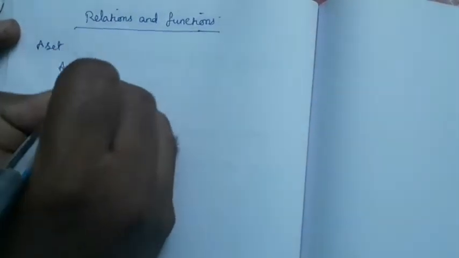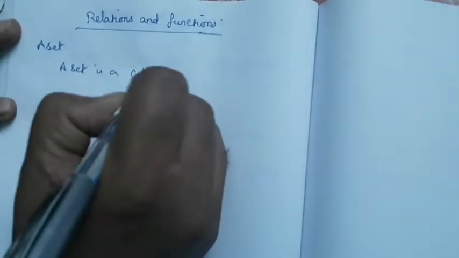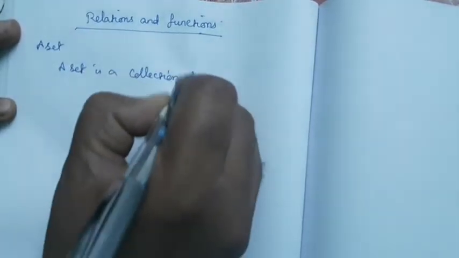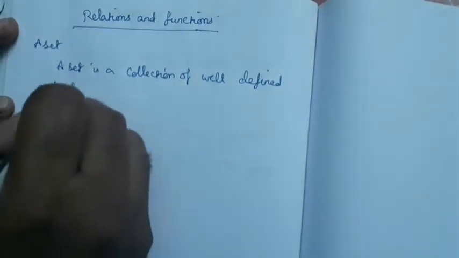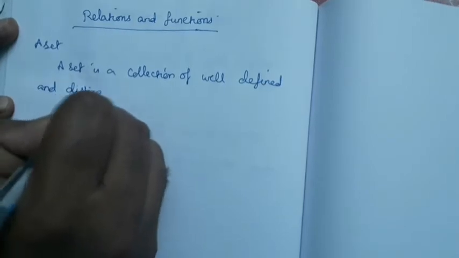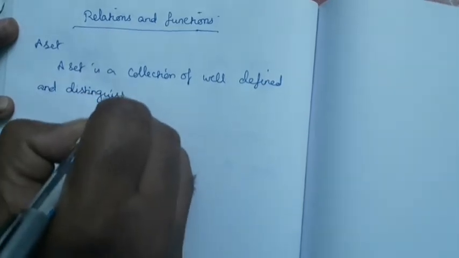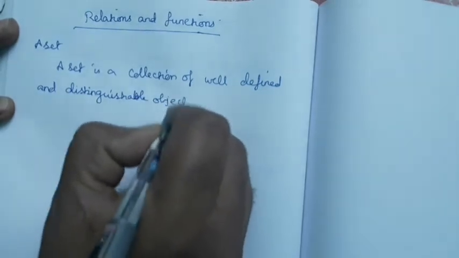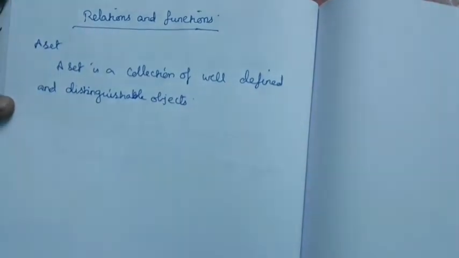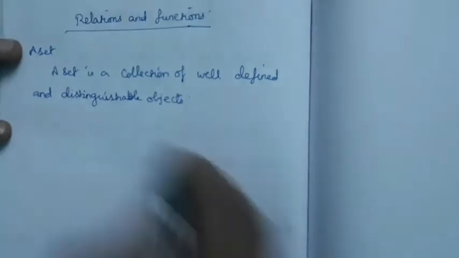First, let us see what is a set. A set is a collection of well defined and distinguishable objects. So a set is nothing but a collection of objects.